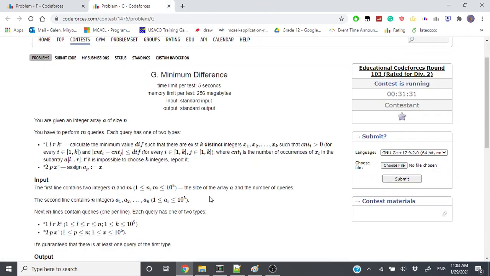I guess this is going to be my final boss. Yeah, there are three people that have solved this. Maybe we can be the fourth. Who knows?